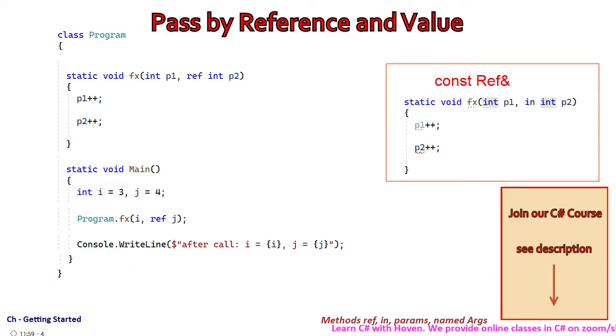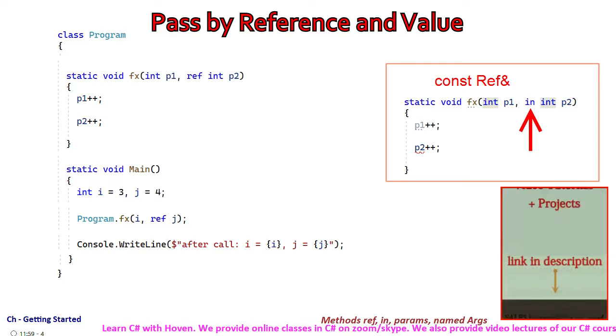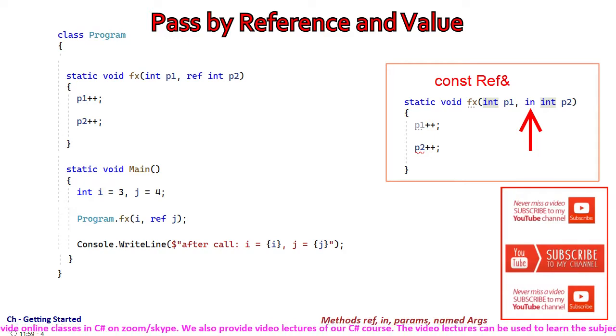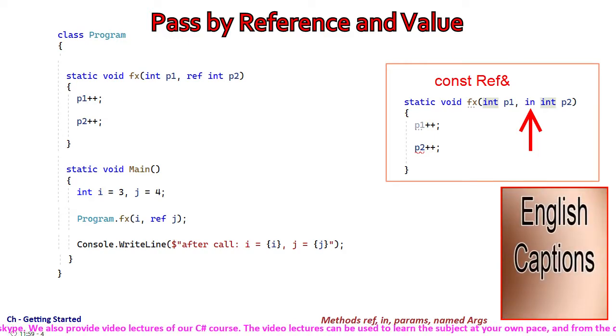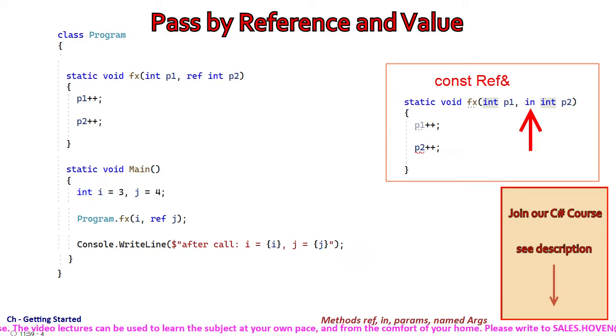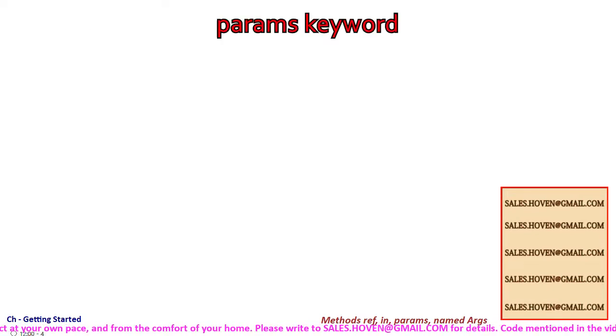For this we have to use the in keyword instead of the ref keyword. We have two parameters. The first one is passed as a value, whereas the second has now been passed by using the in keyword, which means that it would be passed as a constant reference. The compiler allows us to modify the first parameter, but generates an error if we try to modify the second value. This is how the in keyword works.